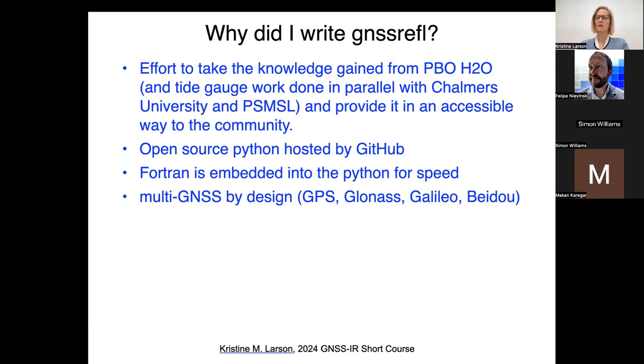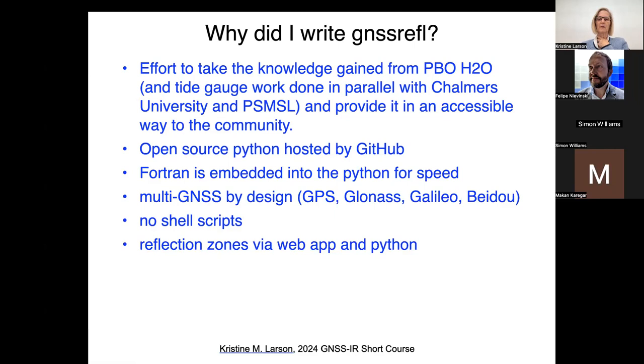Not only could we now add water, perhaps, we could also make it multi-GNSS. PBOH2O was GPS only, always was GPS only. And no shell scripts is a good thing. I think, gosh, let's get rid of those. So Python at least allows you to do the same things as a shell script. And the reflection zones have a couple new things that we put into that. It's available both in Python and via a web app.